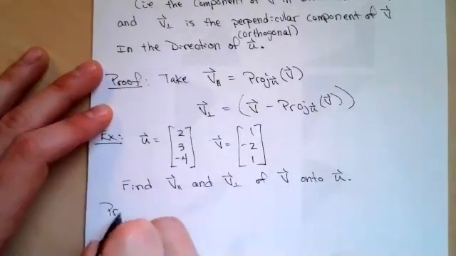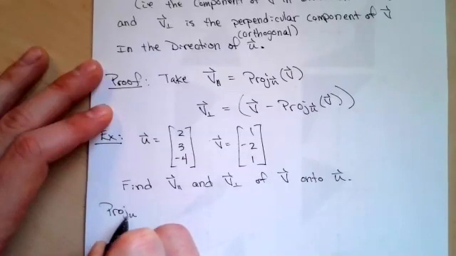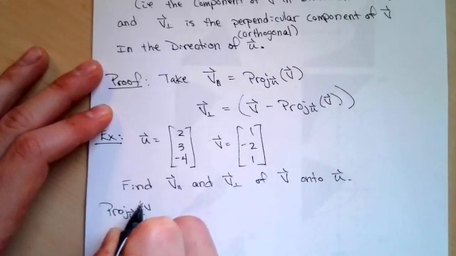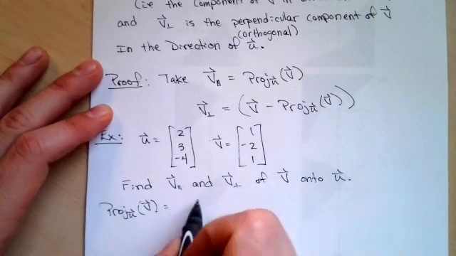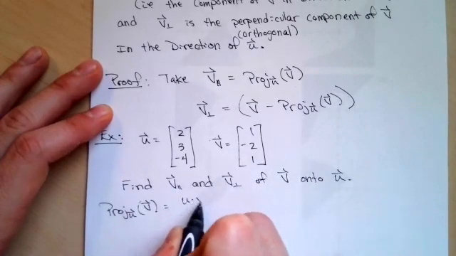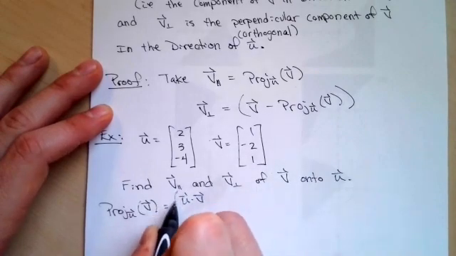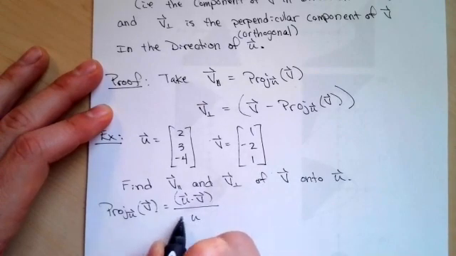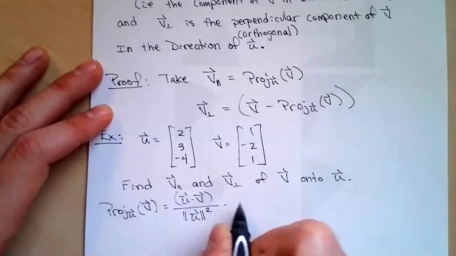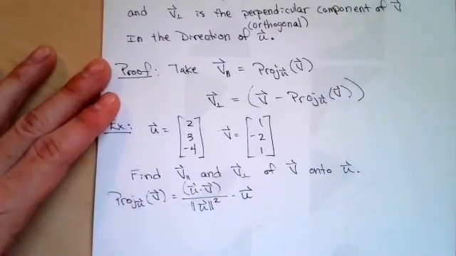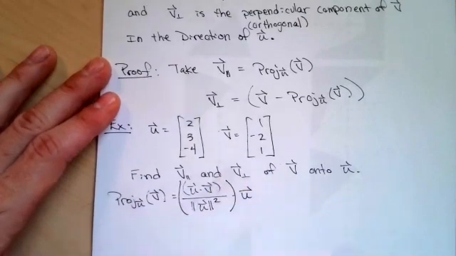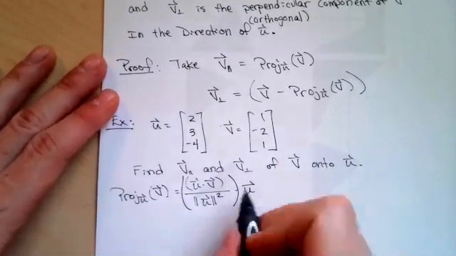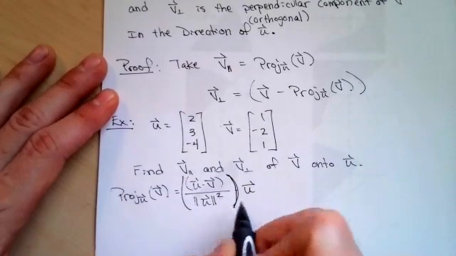So our projection of v onto u is found by taking the dot product, dividing by the norm of u squared, in the direction of u. So I guess I should write it like that. So that's not a dot product, that's a scalar product there.